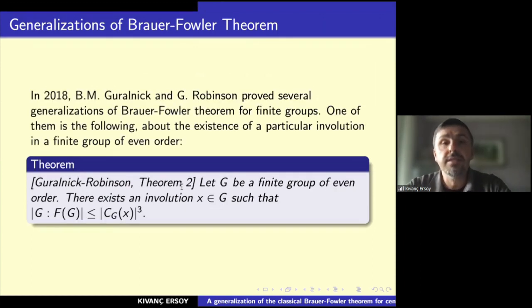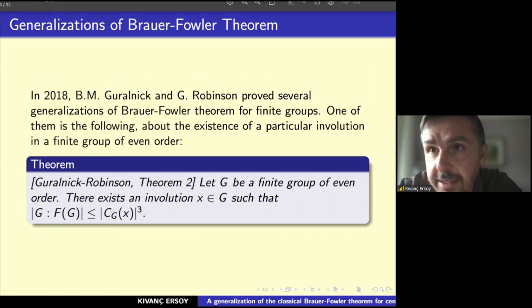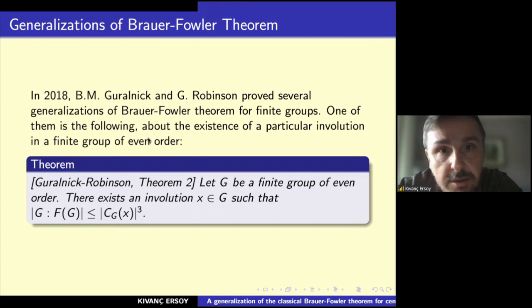Another generalization of the Fowler theorem: there is a very influential paper of Granick and Robinson from 2018. It appeared in 2020 in the Journal of Algebra, but in 2018 one can find it on arXiv. So in this paper, there are several generalizations of the Fowler theorem for finite groups.